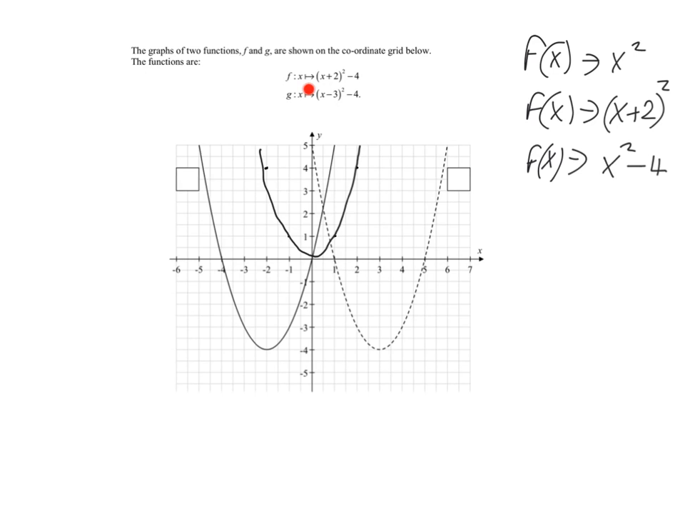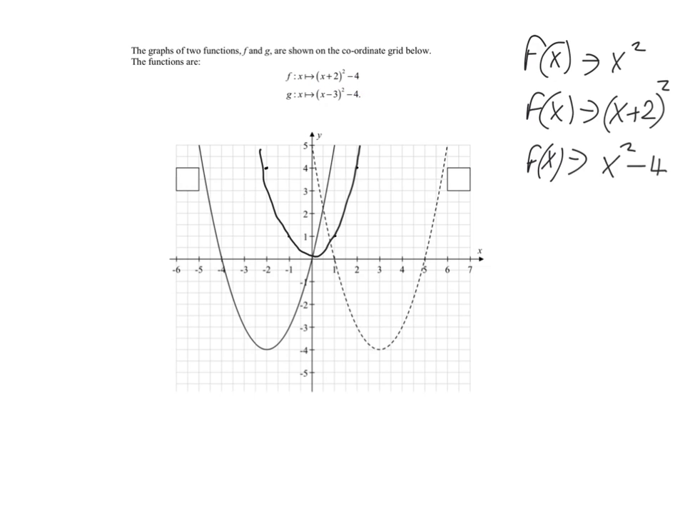So if we look at the first one here, we see that there's a horizontal shift of plus 2. That means it's going 2 places in the negative direction horizontally. So it's moving 2 to the left, so the minimum point would be here. And then the minus 4 is a vertical shift in a negative direction, so it's going to go down 4. So you see the minimum point is here. So straight away we can match up this graph with the first function here.